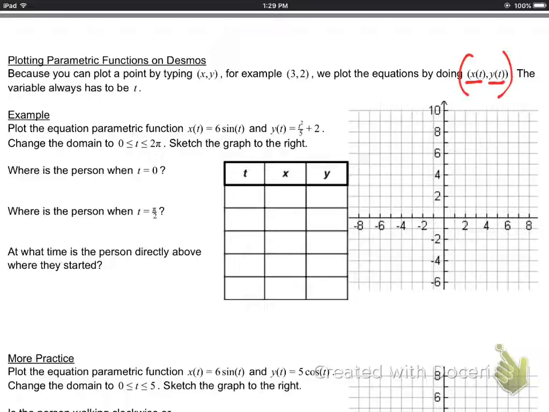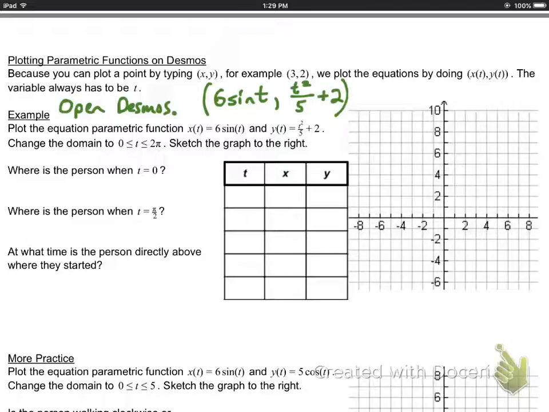All right. So let's go ahead and open up Desmos, and I want you to type that function in there. That is our function here of x of t equals 6 sine t and y of t equals t squared over 5 plus 2. This, the green up there, is how you would type that parametric equation in. And a side note, you do have to always use t. That's the way Desmos recognizes that it's a parametric function.